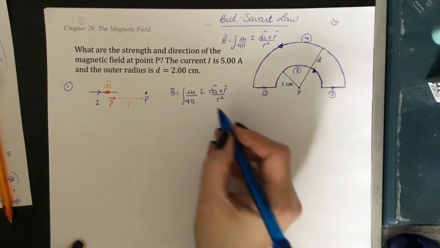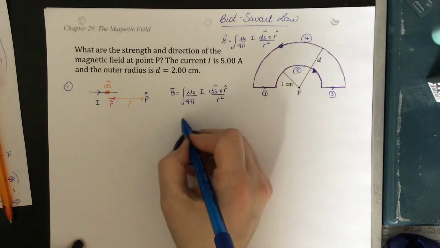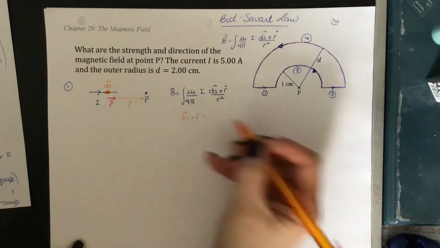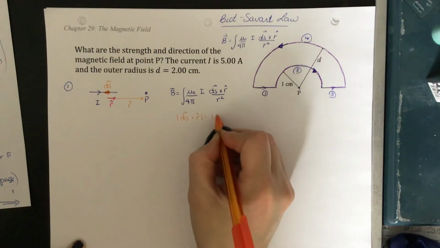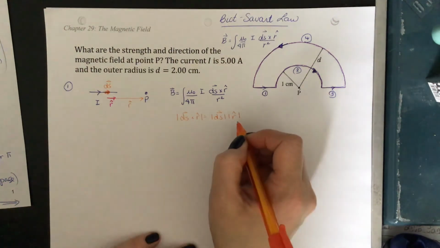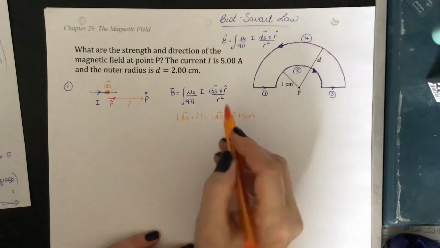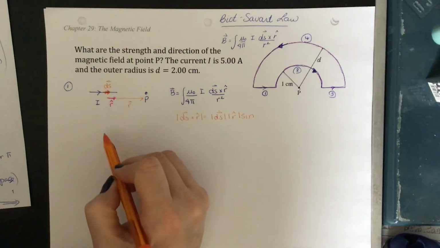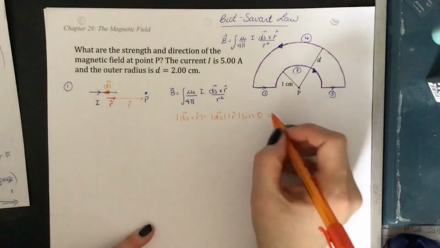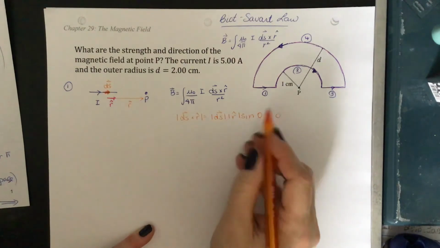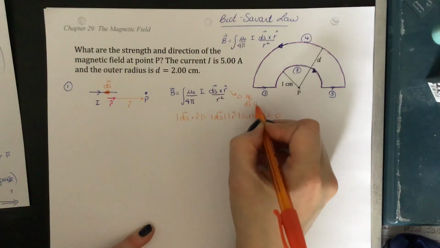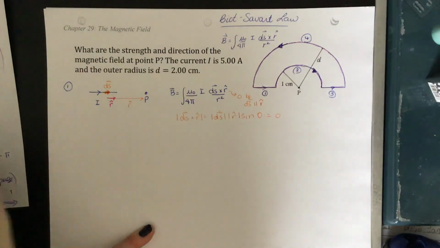Let's do ds cross r hat first. So for this one, the magnitude of ds cross r hat is the magnitude of ds, the length of that little piece, times the magnitude of r hat, it's a unit vector, it has a magnitude 1, times the sine of the angle between ds and r hat. Those two guys are parallel. The angle between them is 0. And then sine of 0 is 0. So ds cross r hat is 0 because they're parallel. That means the magnetic field due to the segment 1 is equal to 0.